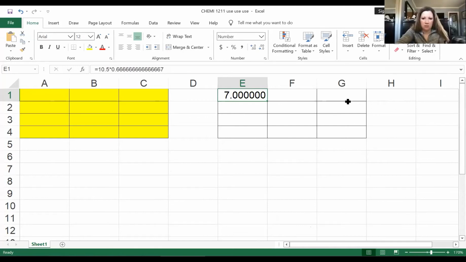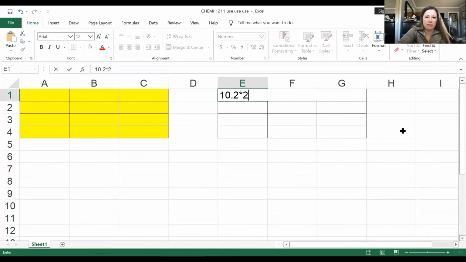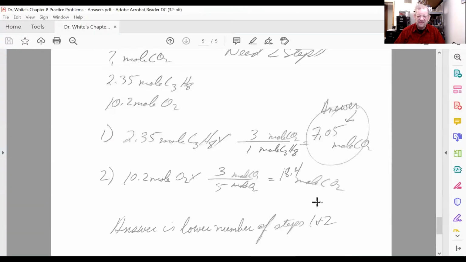All right, let's try this again. It's 10.5, correct? It's 10.2. Okay. 10.2 times 3 divided by 5. 6.12. You got the right answer. So the correct answer should be 6.12, not this one.